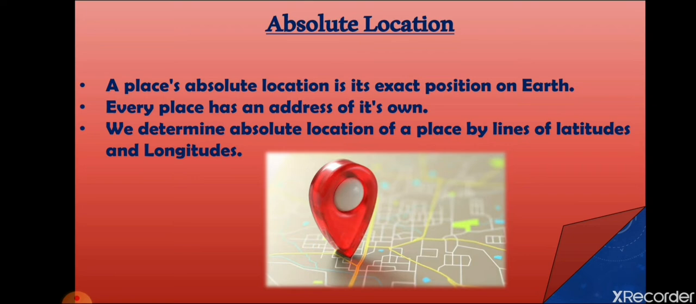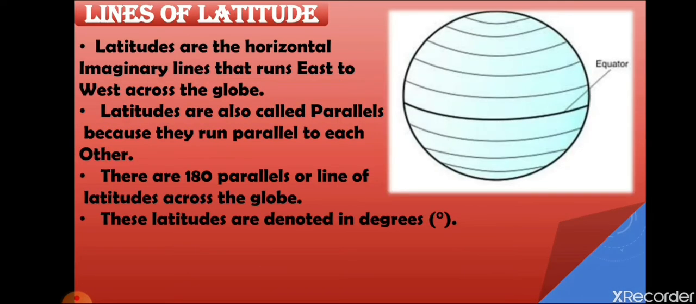So that is what we are going to learn in this chapter, and those reference points are lines of latitude and lines of longitude. So in this chapter we are going to learn about latitudes and longitudes. I hope that relative location and absolute location is clear to you all.